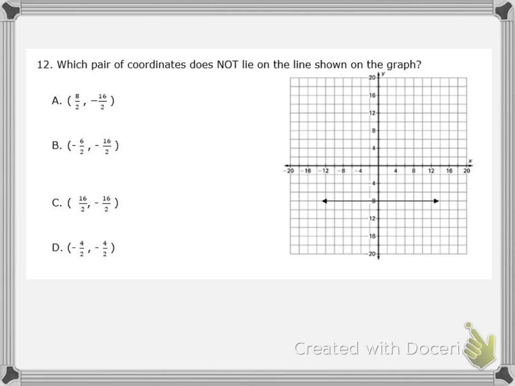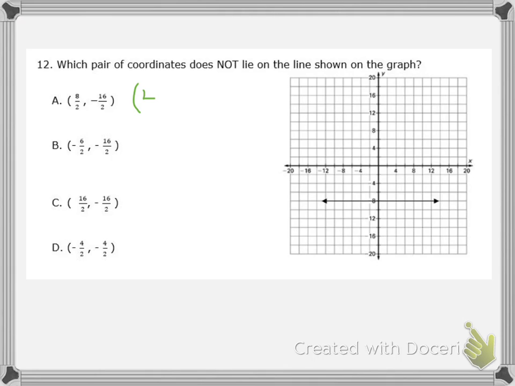Number 12 says, which pair of coordinates does not lie on the line shown on the graph? So if you look at all your answer choices, they're all improper fractions. And I don't see any improper fractions on my grid, so that means I need to change them. So I have to ask myself, what is 8 divided by 2? And I know that's 4, so I'm going to go ahead and change all my answer choices.